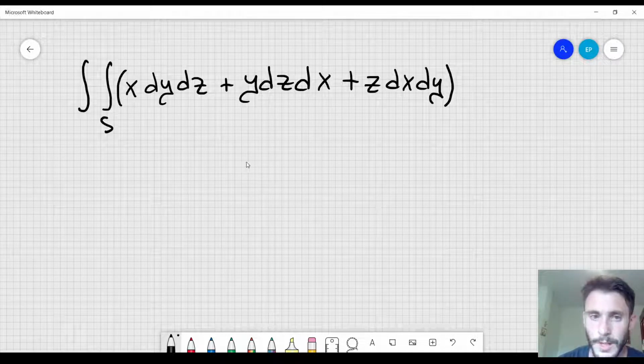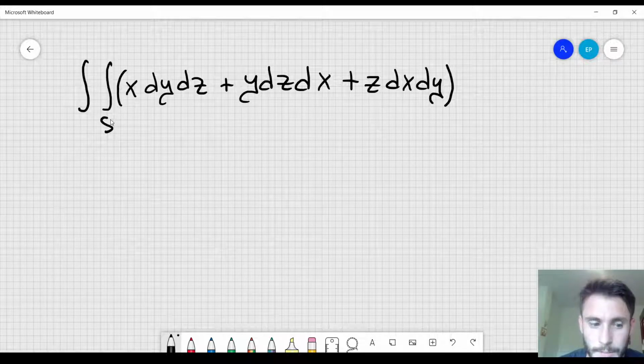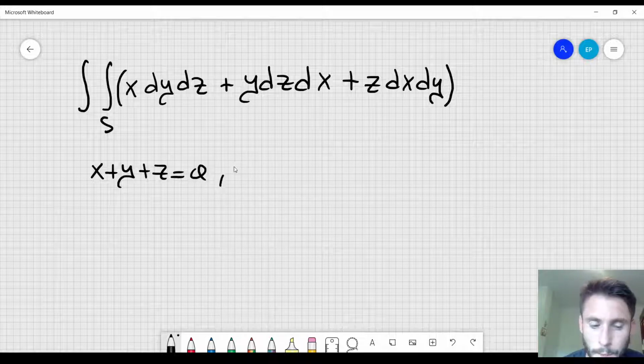Here we want to calculate the following surface integral, where S is the outer face of the pyramid, which is delimited by the following surfaces. Let me write them down. One is the plane x plus y plus z equal to a. Another one is x equal to 0. Another one is the plane y equal to 0, and the other one is z equal to 0.